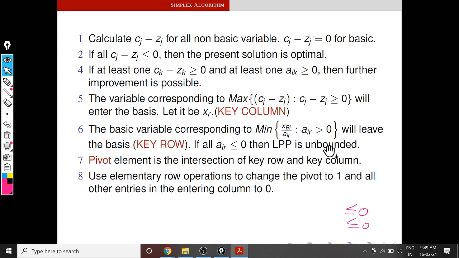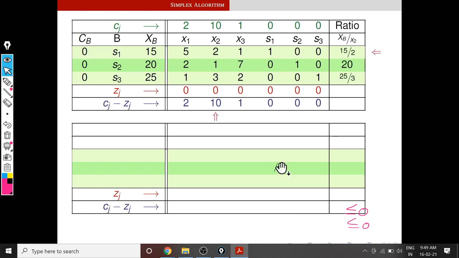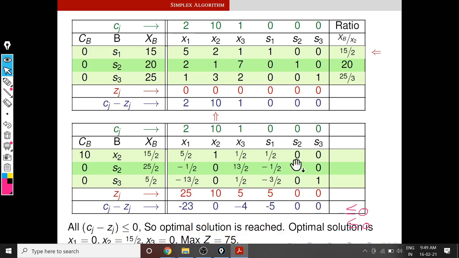That is the idea. All the entries in the entering column are less than or equal to 0, then LPP is unbounded. It will be clearer when we come to an example. So here, all the entries are less than or equal to 0, so the present solution is optimal.